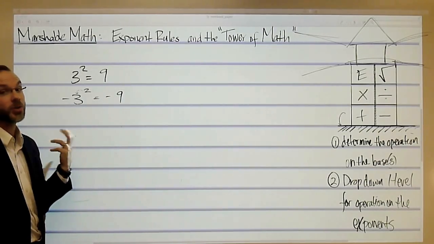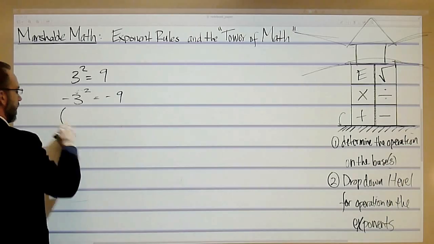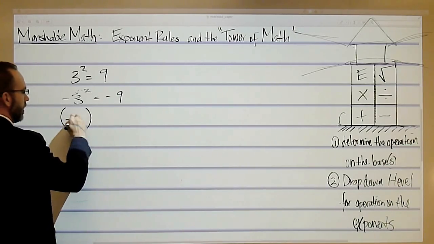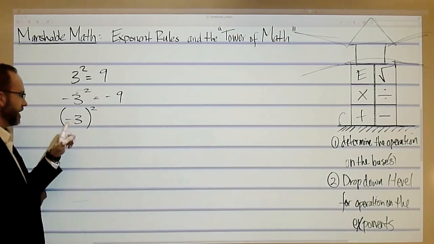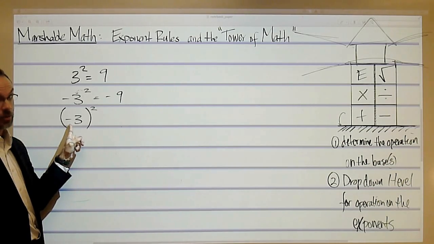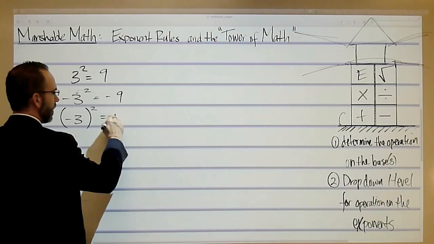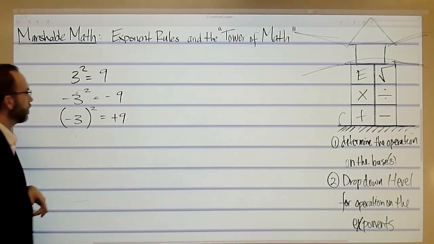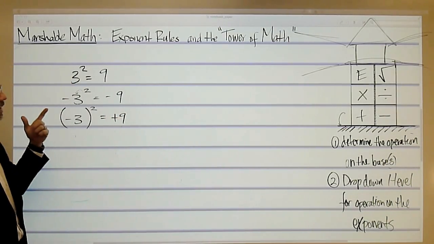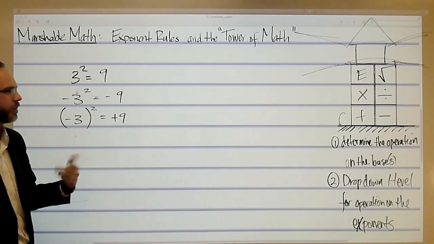If I wanted to include the negative with the base, I would have to put a grouping symbol around it. Negative 3, squared. See, now the group tells you, hey, the 3 is part of the base, but also the negative sign is too. So if I take a negative 3 times a negative 3, that's equal to a positive 9.